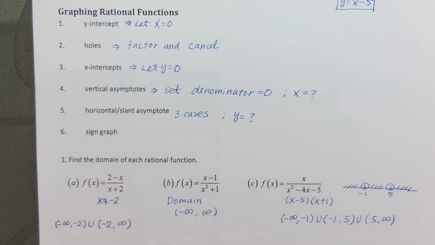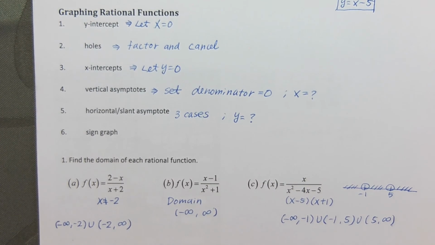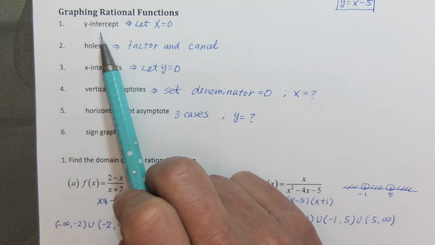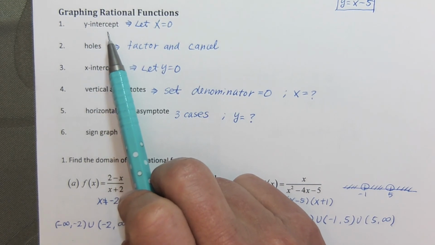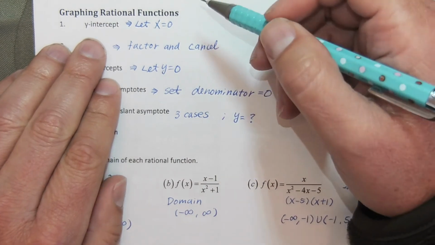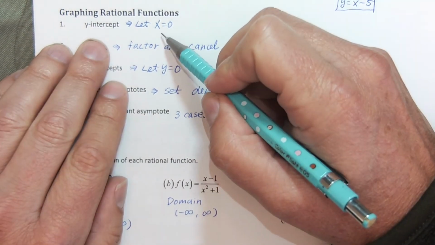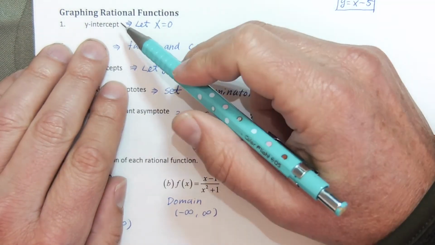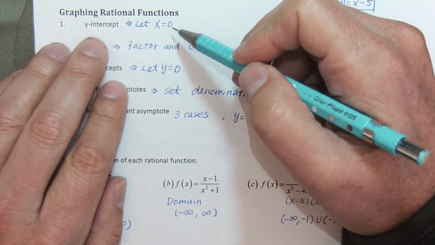Graphing rational functions. This is huge and can be quite complicated. These are the main things that we're going to be looking for. First of all, is there a y-intercept? There nearly always is. The only time that we're not going to get that is when we have a vertical asymptote at 0. And so when you set x equal to 0, you get y equals some number. So that's how you find the y-intercept.